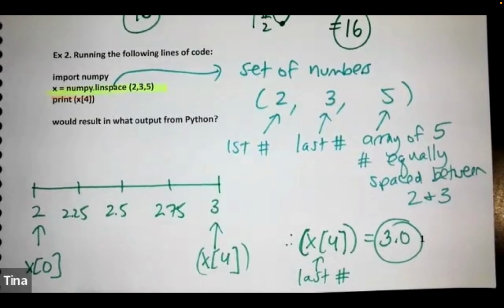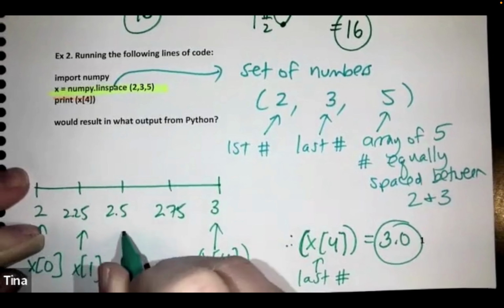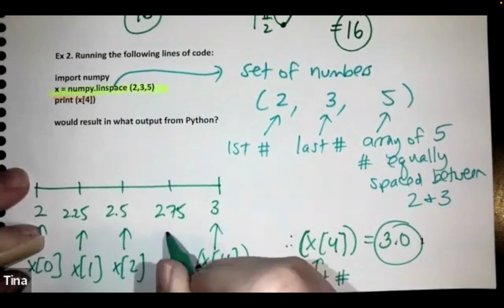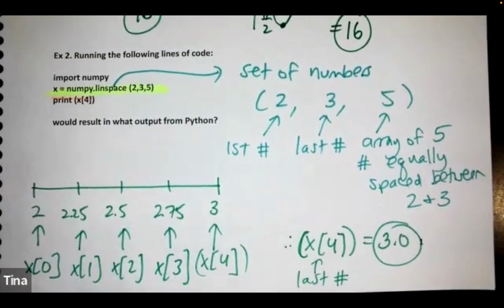Okay, so again, if you start at 0, x of 0, this would be, by the way, if they asked for x of 1, x of 2, and x of 3. Okay, any questions about that one?